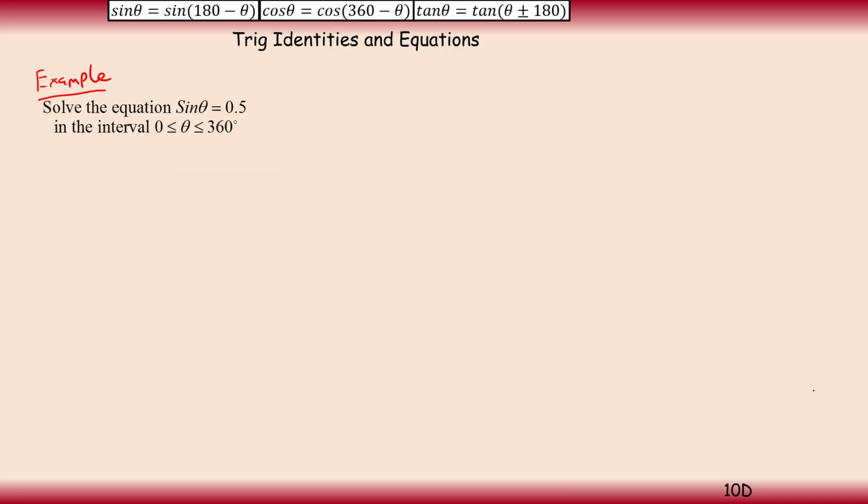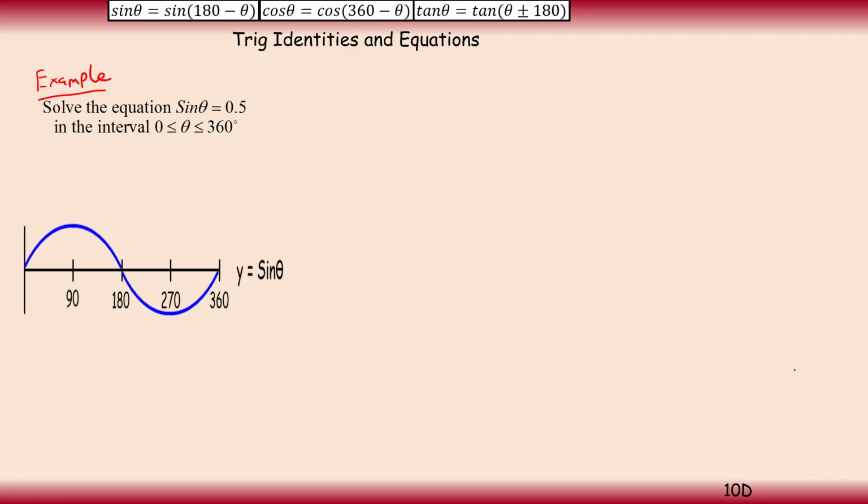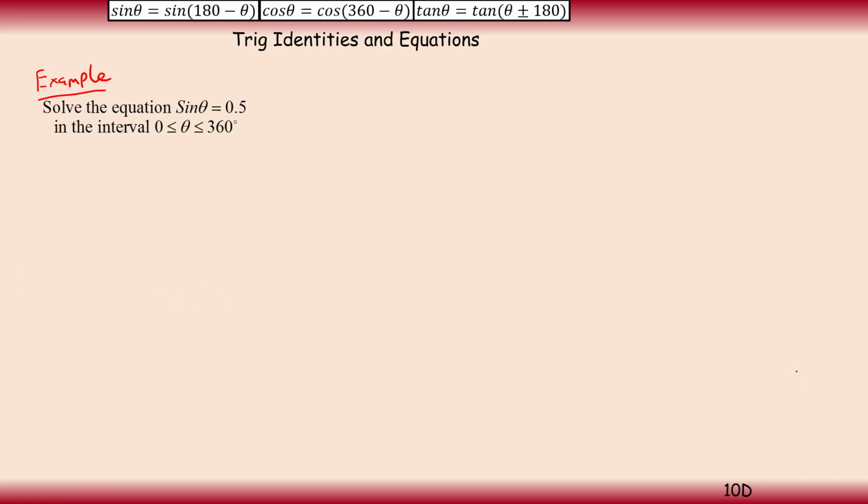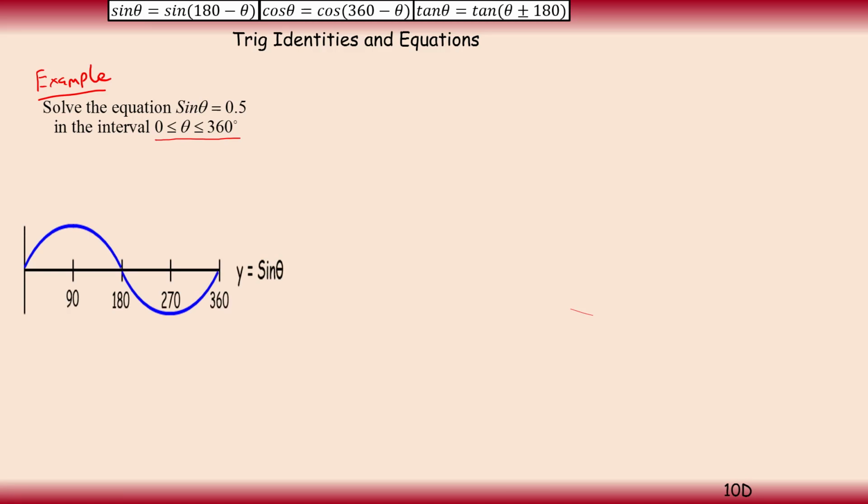So we're looking at this example here, and we've got to solve the equation sine theta equals 0.5 in the interval from 0 to 360. So we're trying to solve this equation from 0 to 360. If we look at our graph, we're starting from 0 all the way to 360. Remember, we've got a maximum value of positive 1 and a minimum value of negative 1.